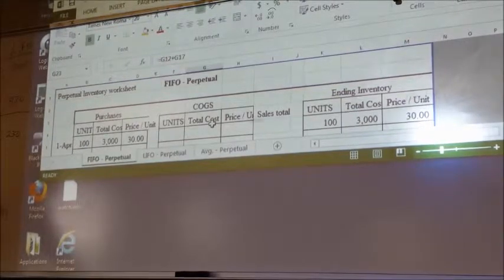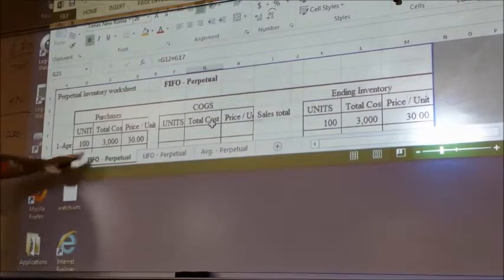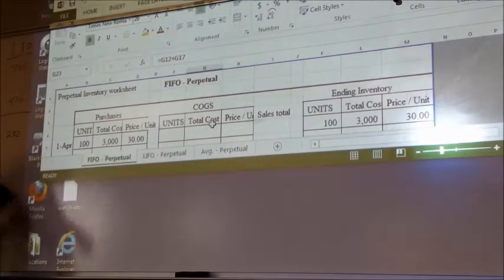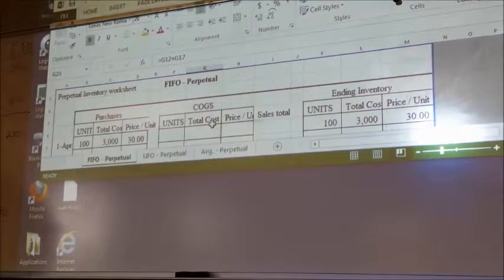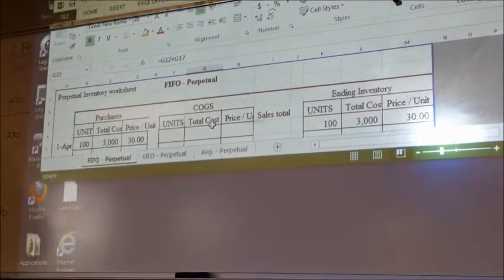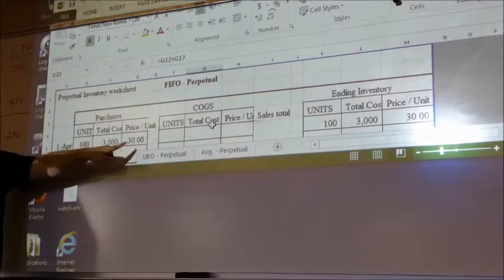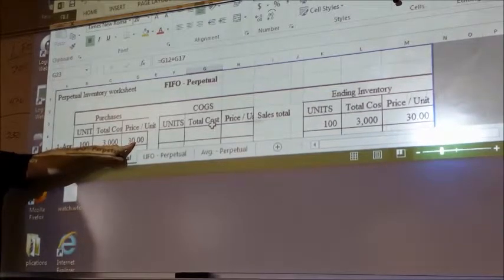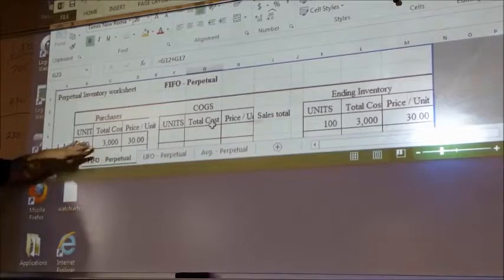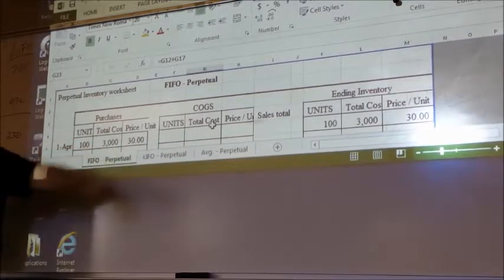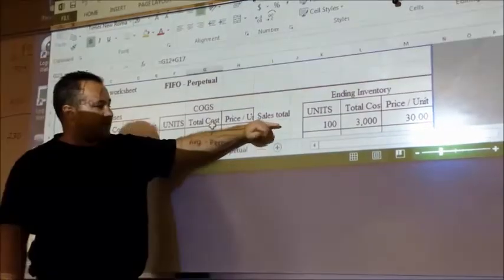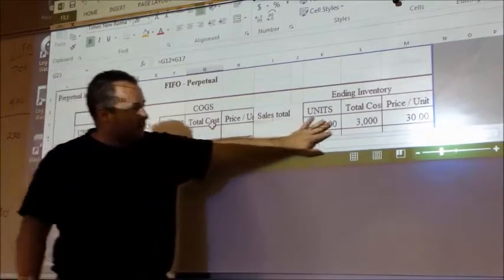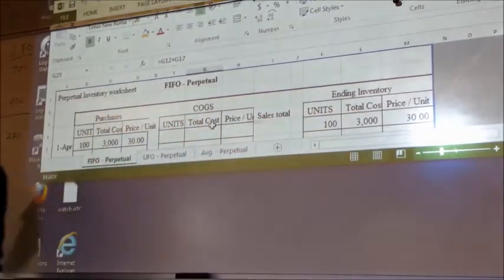On this first one, I note here that I bought 100 units, whatever those are. I bought 100 of them, and I tell you that they cost $3,000 total. So then you can easily get the cost per item. Do a little division. If I bought 100 of them and they cost me $3,000, that's $30 apiece. I can't put my sales in yet. I do have some ending inventory.